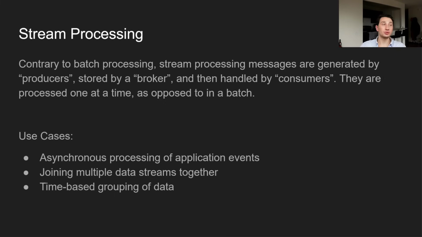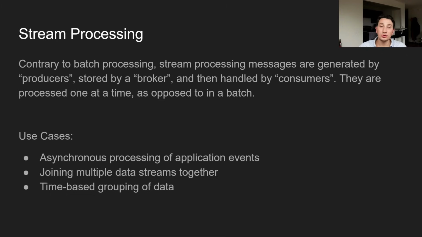Cool. The next thing that we're going to talk about is stream processing. In stream processing, messages are basically generated by something known as a producer. A producer is any sort of server. They're eventually going to be consumed by something known as a consumer. And then we use some sort of additional server that is responsible for routing messages from producers to consumers, known as a message broker.